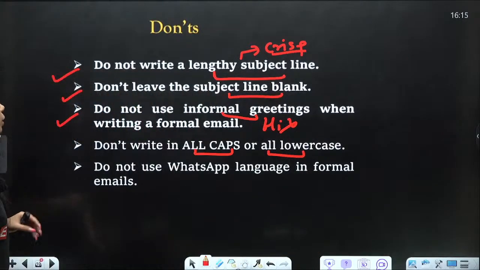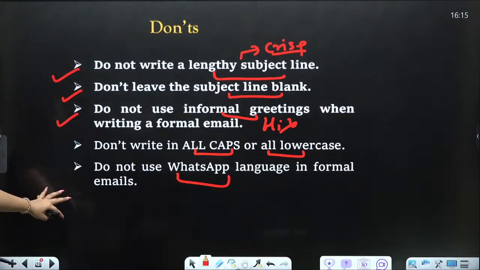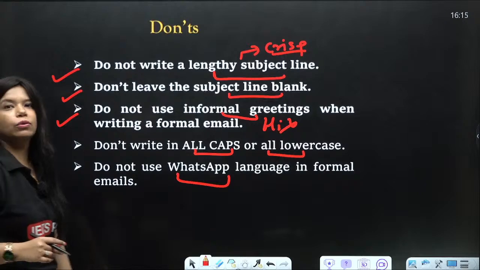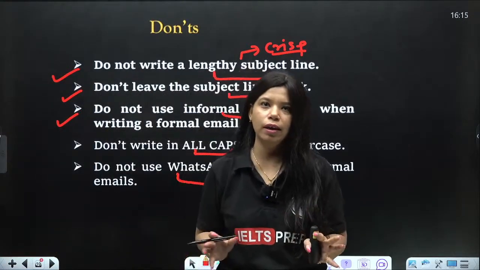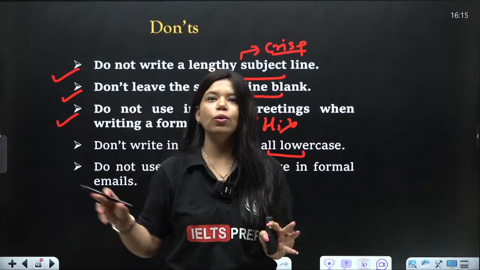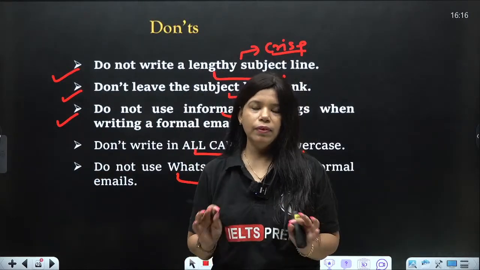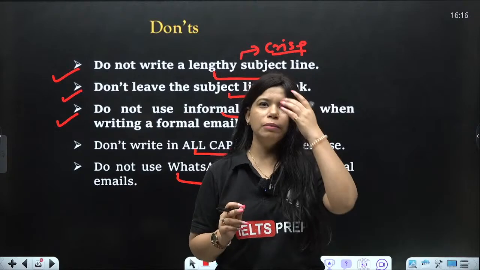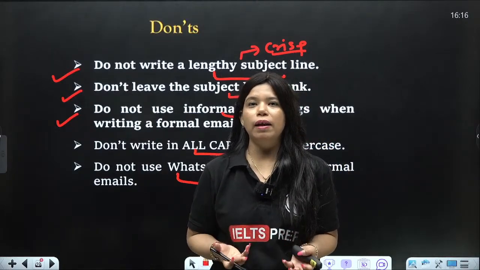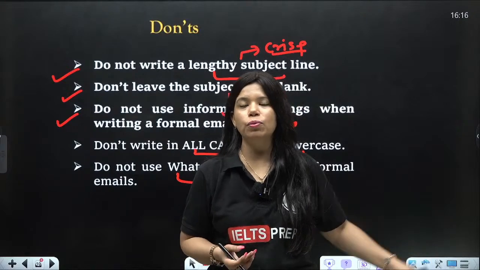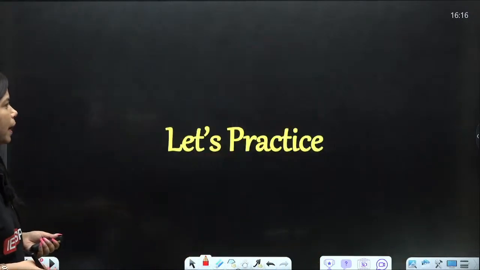Next one, do not at all kindly use WhatsApp language in formal emails. Never ever use that WhatsApp informal slang language, gonna, wanna kind of thing. In place of Y O U, you are writing only a single U. Please never do that. It will just go against you. And sometimes we have to write emails while applying for a job, and when we are applying for a job, we simply can't afford to make such mistakes. Not at all.